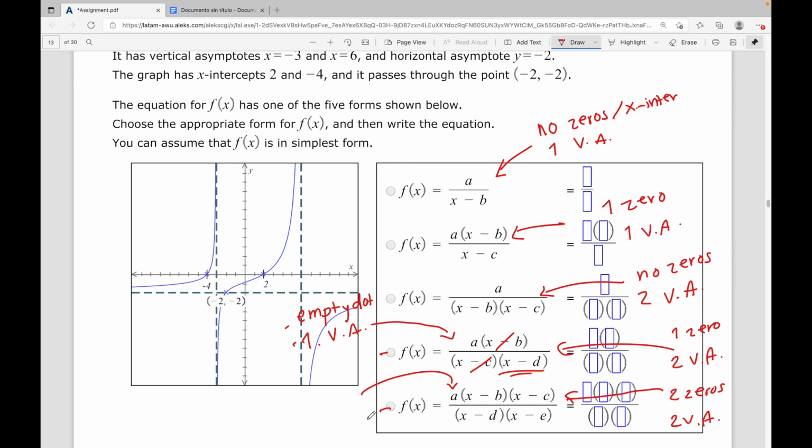This one is when we have an empty dot, so let's say we have the empty dot, so it deletes. Technically we have this, and they tell you there's an empty dot, there's one vertical asymptote, and there's 1 zero. Okay, that's the only case we could have as an option.